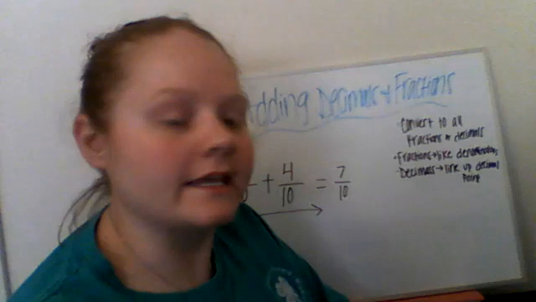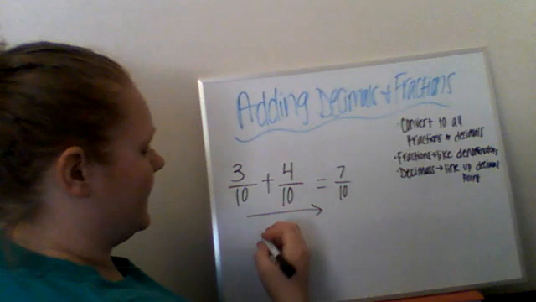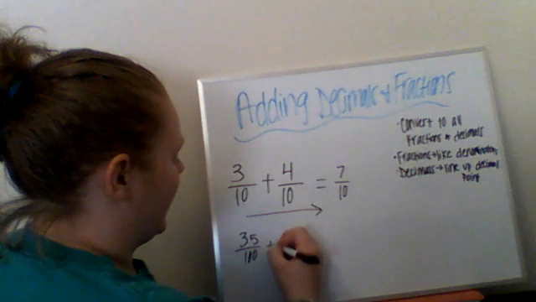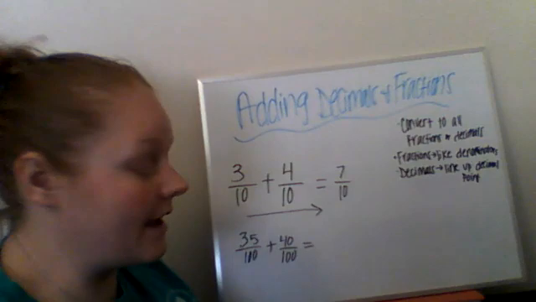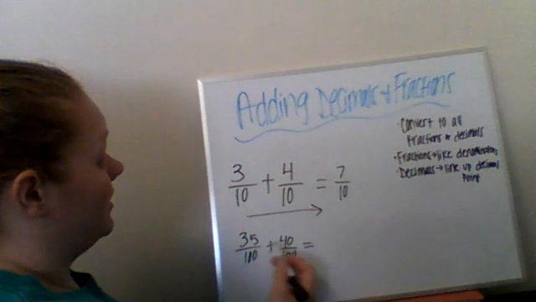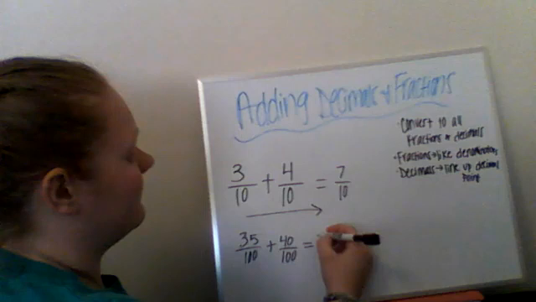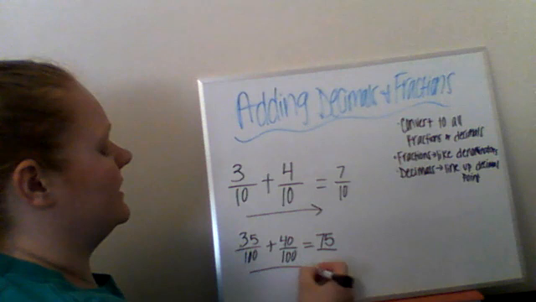Okay, let's do another problem where we have to add fractions. If I give you the problem 35/100, now I want you to add 40/100. The first thing that you should see in this problem is our denominators are alike again. So that means I'm going to just add my numerators. 35 plus 40. Well, I know 30 plus 40 is 70, and 70 plus 5 is 75. So 35 plus 40 is 75. Then I'm just going to drag my denominator over because they're alike, I don't want to change it up again.